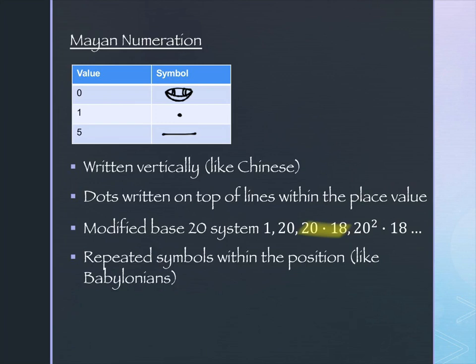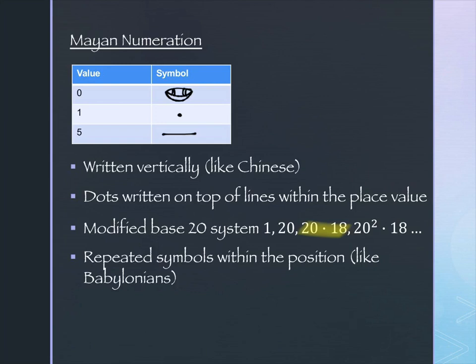Because there's a reason. They didn't just arbitrarily choose this. What'd you get? 360. Why might they have chosen that? They really wanted their next place value to be 360. Say it again. It's really close to the number of days in a year. That's exactly why they did it.